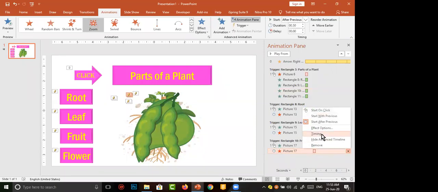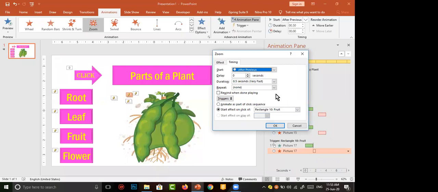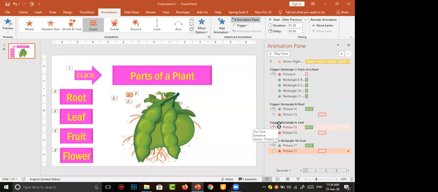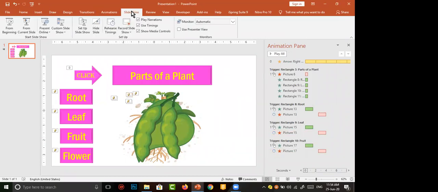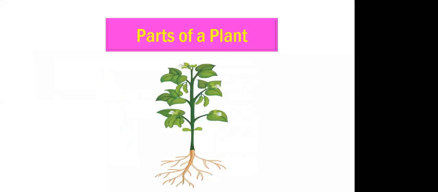Go to timing options. In timing, the animation should happen after 1 second. That is the delay. Then the time duration I want to give is that the animation should happen for 1.5 seconds. I apply the same thing. If you go to slideshow, I'm going to check everything.